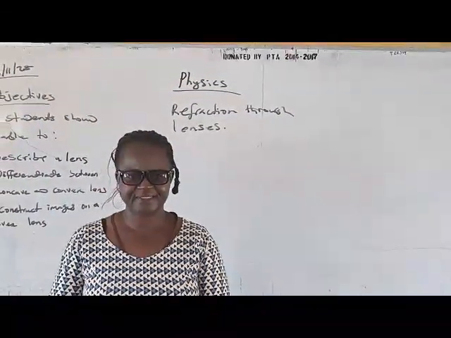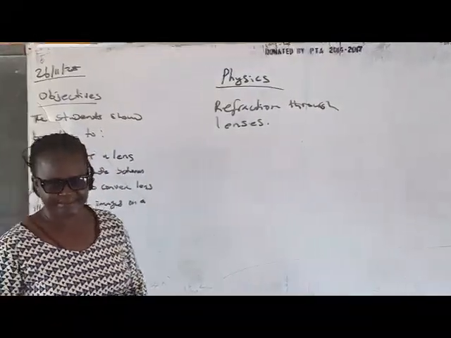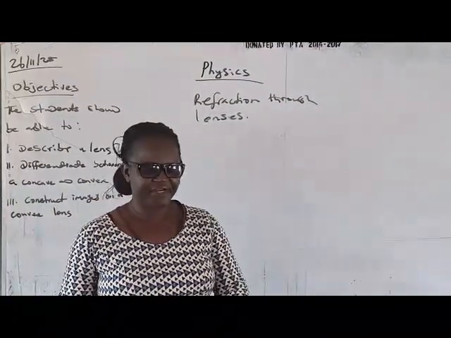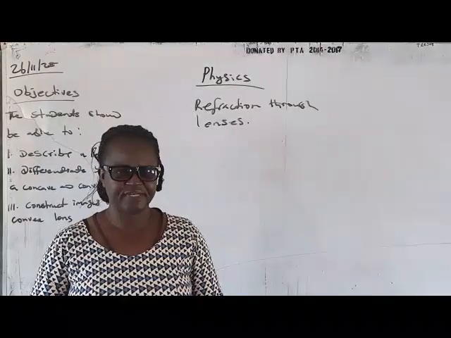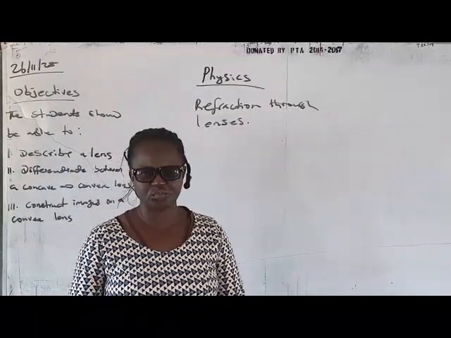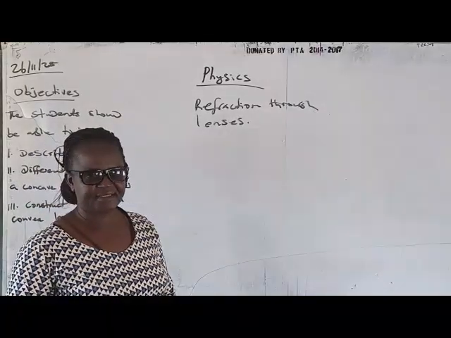This is the physics class. Today's topic is refraction through lenses. We have already looked at what refraction is: the bending of a light ray as it passes the boundary between two media of different densities.